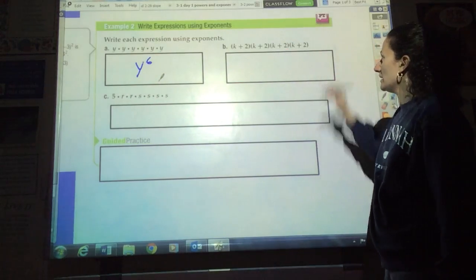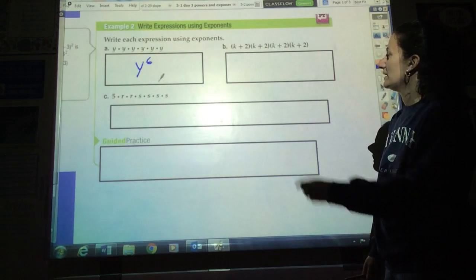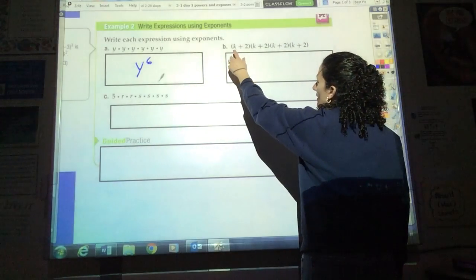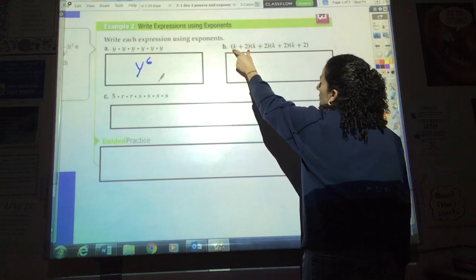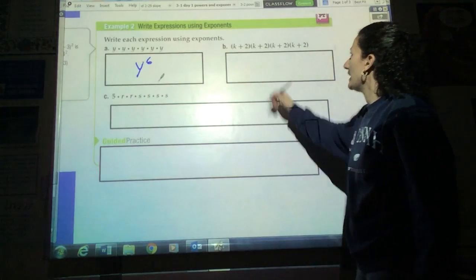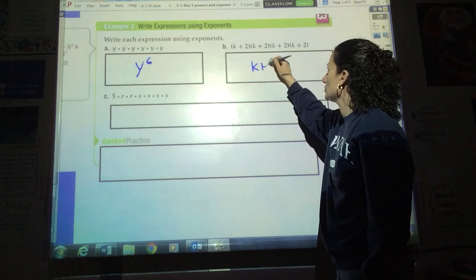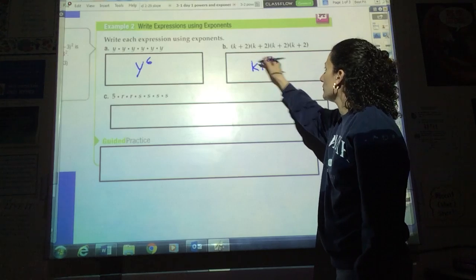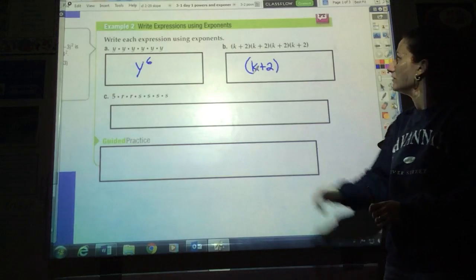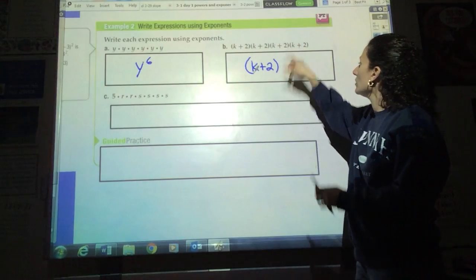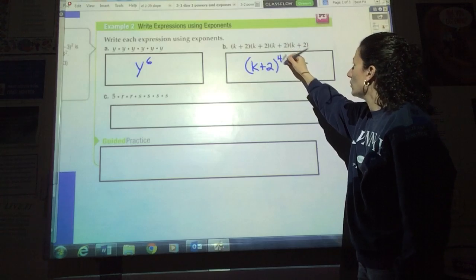In this problem here, you see that the base is not just one variable or number, but a little group, a little expression here in parentheses. So what we have as a base is k plus 2, and that we keep in parentheses. And our exponent is how many times it's being multiplied by itself. So 1, 2, 3, 4. So our exponent is going to be 4.